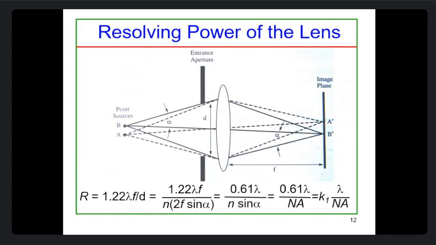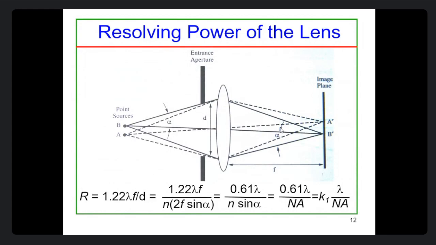D is basically n into 2f sine alpha, and then f cancels, and 1.22 divided by 2 is 0.6. So now what is this alpha? As you can see, this is alpha, half of this angle, which is the acceptance angle for this lens, and sine of that is sine alpha.